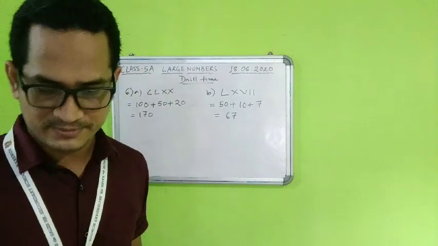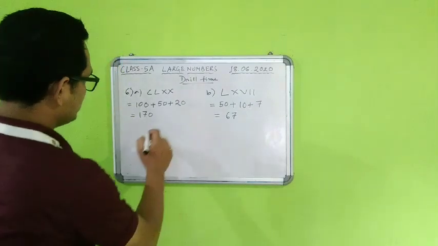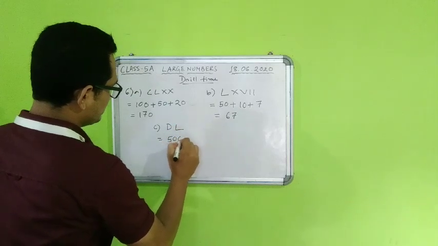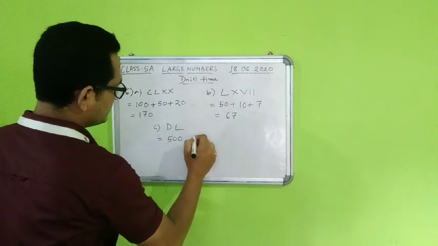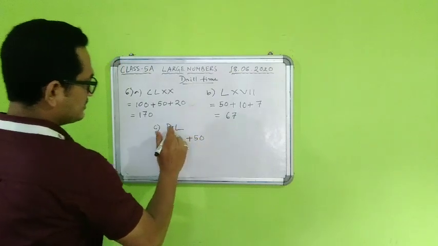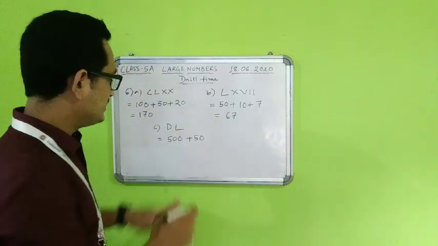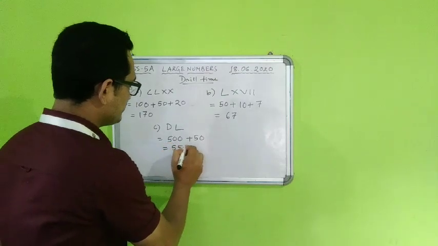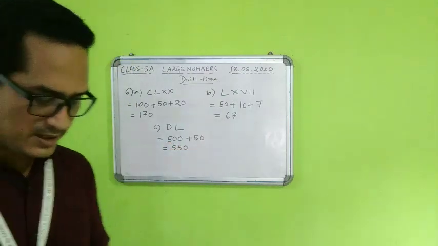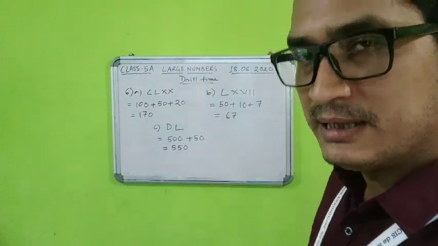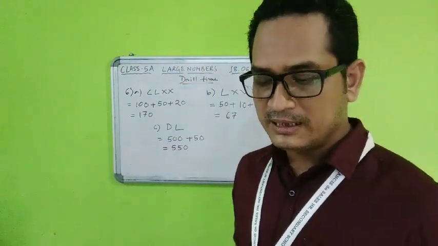And number C, it is given DL. D means 500, L means 50, but since the bigger one is on the left and the smaller one is on the right, they will be added. So what will be the answer? It will become 550. Fine. So students, these 3 questions also, please pause the video and write down the answers. And question number D and E will be your homework.